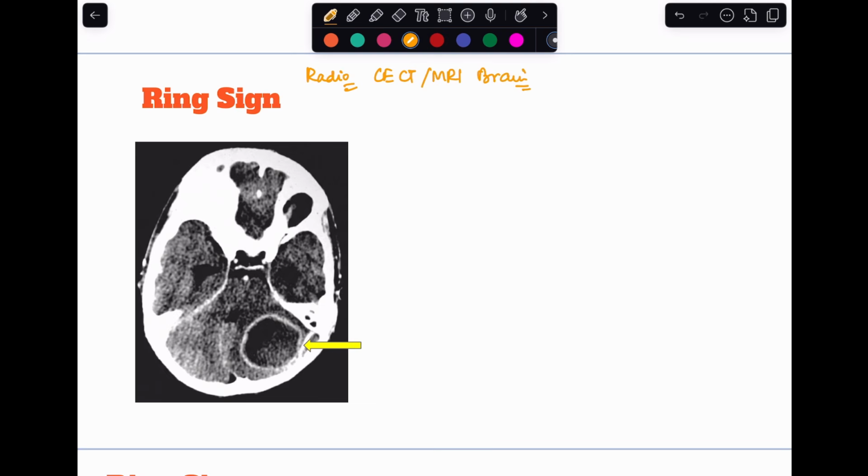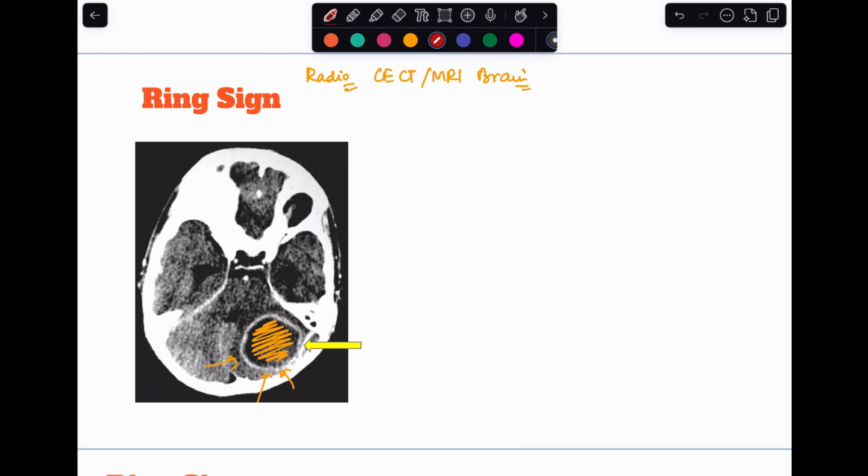What do we see here? If you look at the image over here, if we had to describe it, we are seeing a ring enhancing lesion where a central necrotic or hypodense area is surrounded by an enhancing capsule all around. That is what the ring enhancing sign or ring sign is.